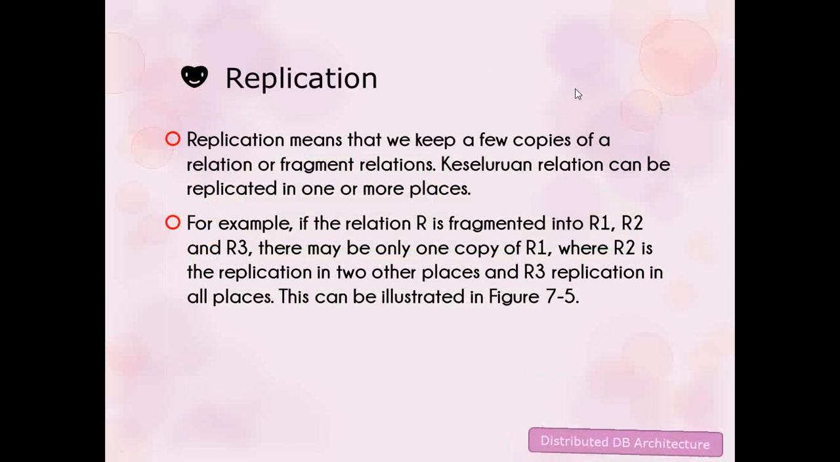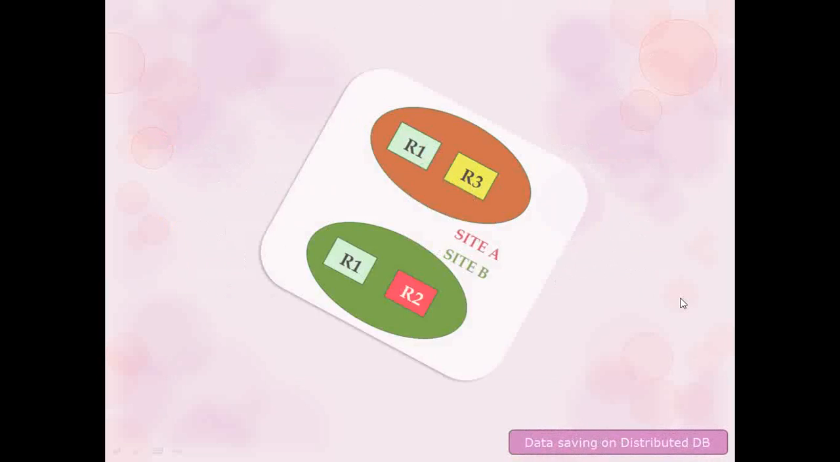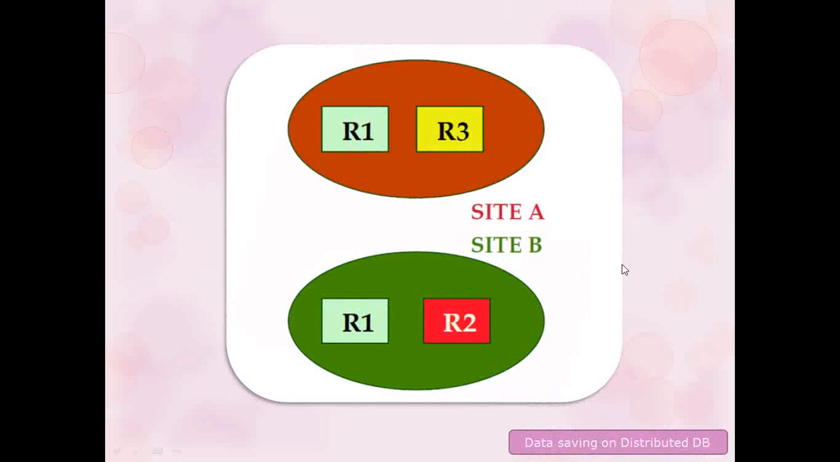The second is replication. Replication means that we keep a few copies of a relation or a fragment of a relation. So a whole relation can be replicated in one or more places. For example, if the relation R is fragmented into R1, R2, and R3, there may be only one copy of R1, R2 is replicated in other places, and R3 is replicated in all places. Like this is the illustration.